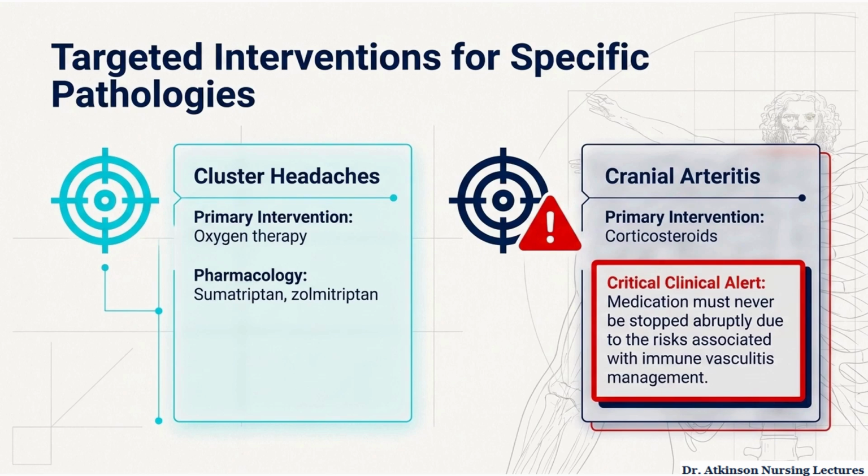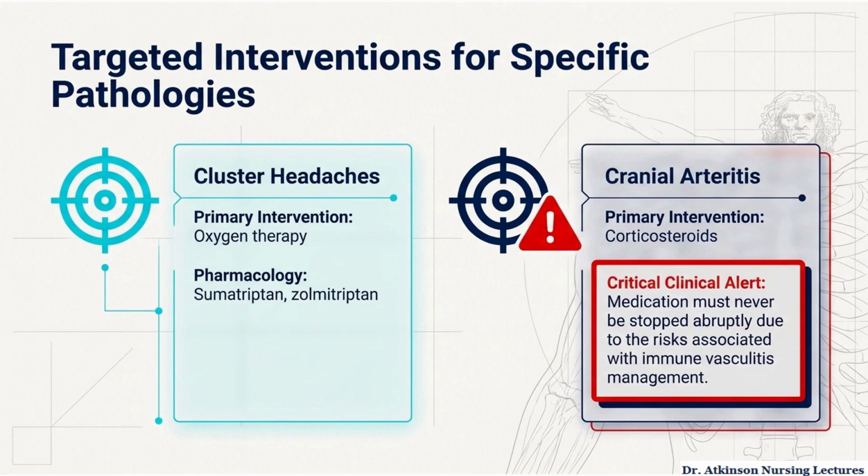That surprises a lot of people at first. High-flow oxygen can rapidly reduce symptoms in many patients during an acute attack. Pharmacologically, triptans such as sumatriptan and zolmitriptan are commonly used as well. Cluster headaches tend to present with very severe unilateral pain, often around the eye, along with tearing or nasal congestion.